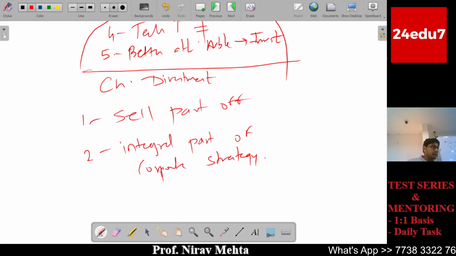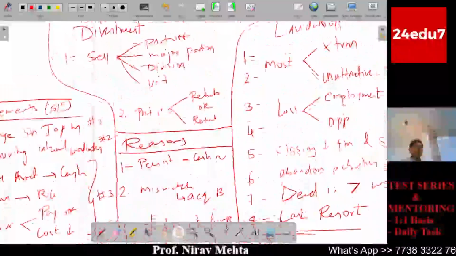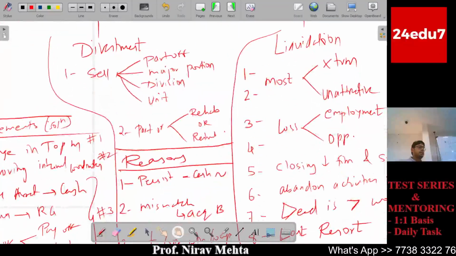Did I show you the hierarchy? No? I will. Very important: integral part of corporate strategy. See, even divestment is a part of strategy. Sometimes if we close something, it doesn't mean that we lost the war. We just lost the battle. War is still on. Are you getting my point? So, in R1, you will write about divestment. Sell, 4 arrow. Done. First point. Very good. Second point.